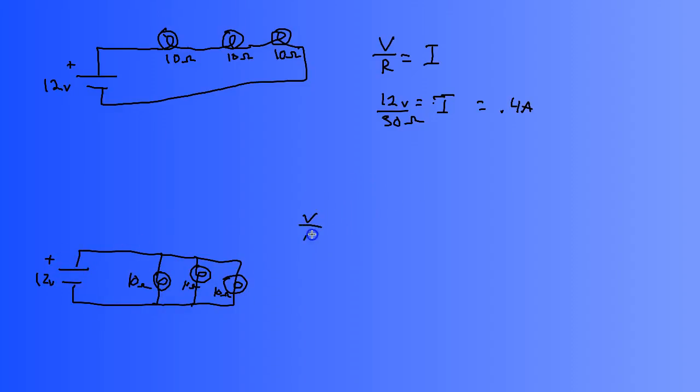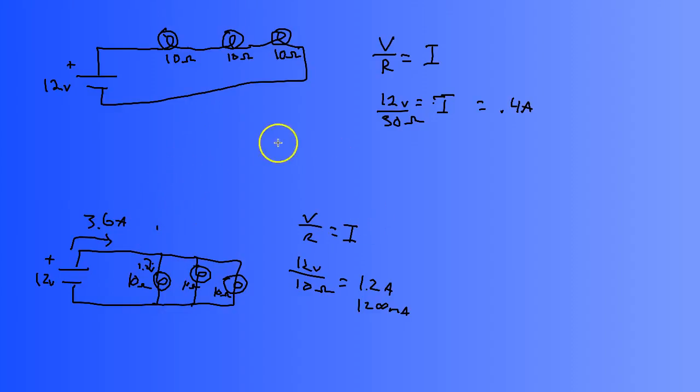So V over R equals I. So we could say 12 volts over 10 ohms is going to give us 1.2 amps, or 1200 milliamps if you're wondering. Okay, so if each of these has 1.2 amps, then 3 bulbs with 1.2 amps is going to give us a combined current of 3.6 amps coming out of the battery. Okay, and there you go.